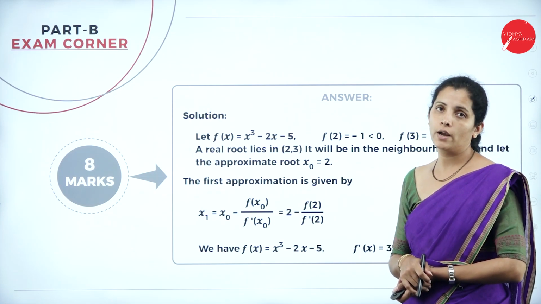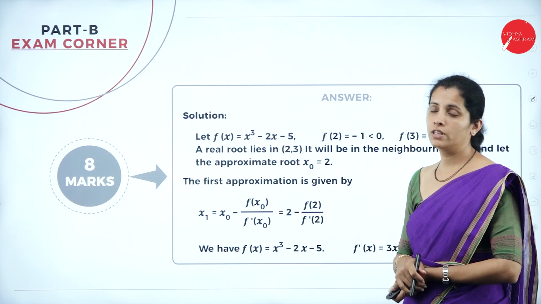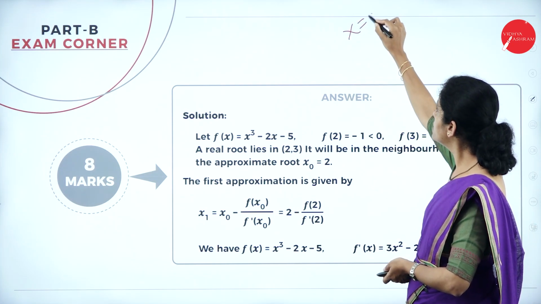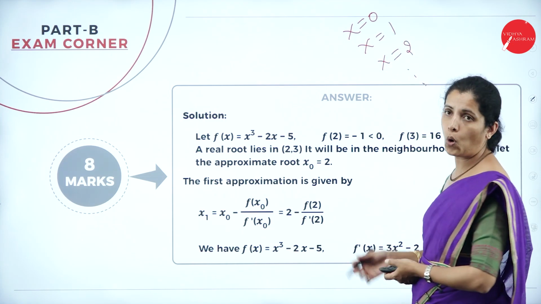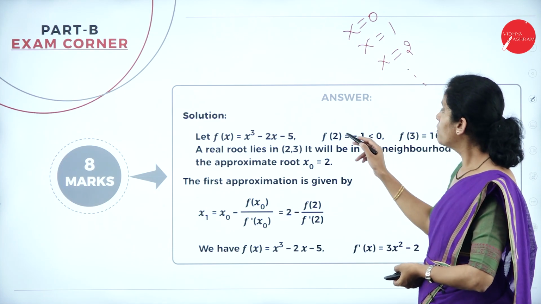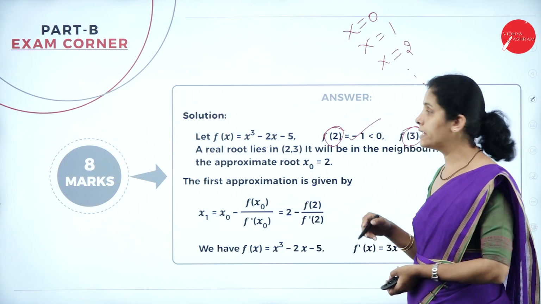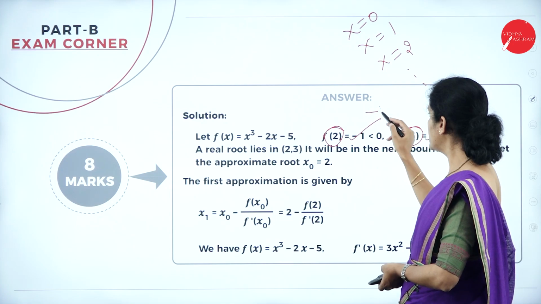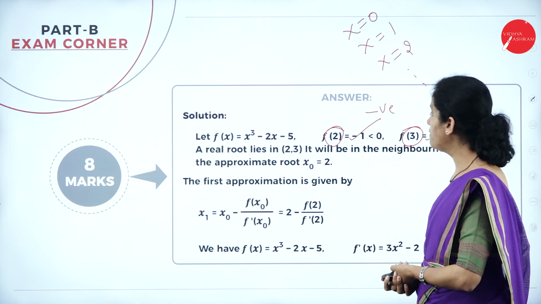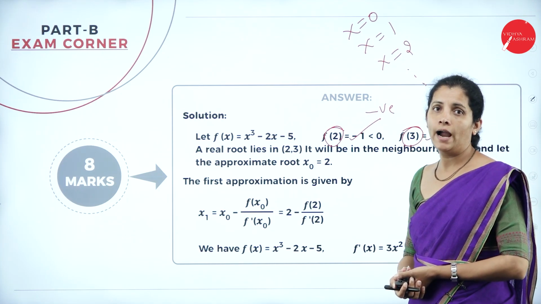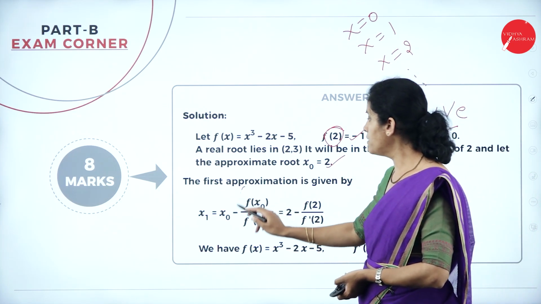If that is the case, I want to use the trial and error method, and I am going to start substituting the value x equal to 0, x equal to 1, x equal to 2, and so on. See, when x is 2, I am getting minus 1, and when x is 3, I am getting 16. So it is negative, and this is my positive value. So I am going to stop the iteration, and x0 as always starts from 2.